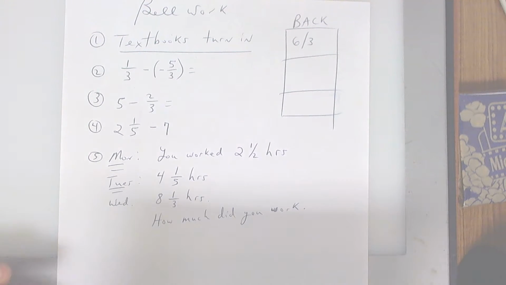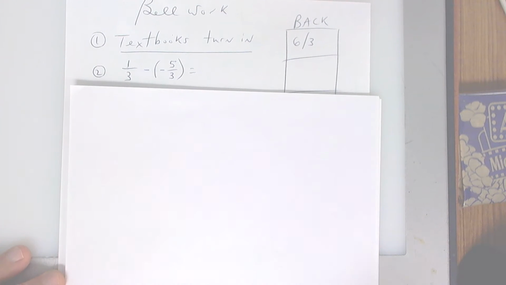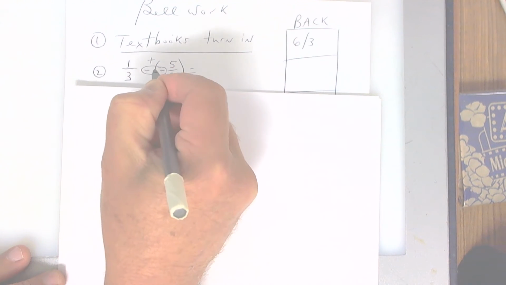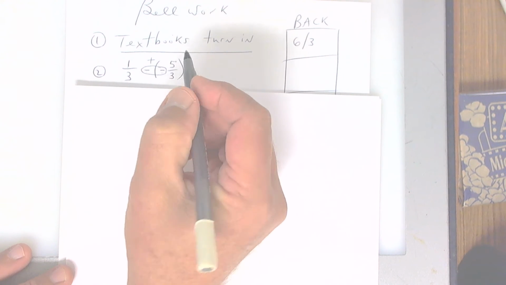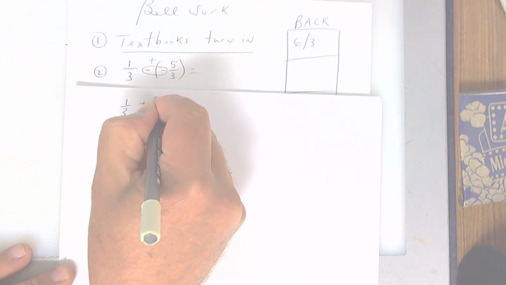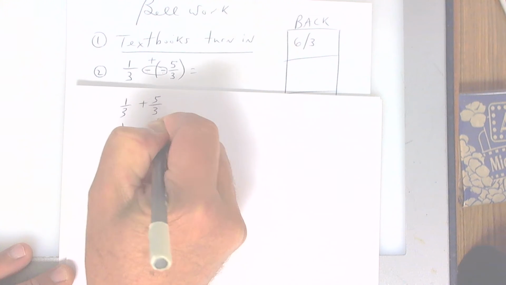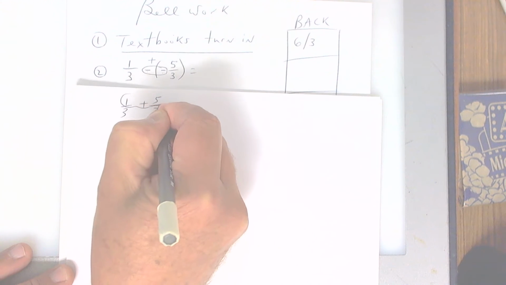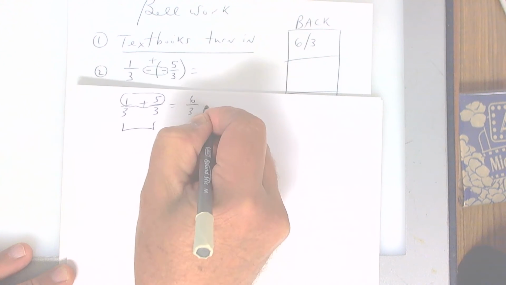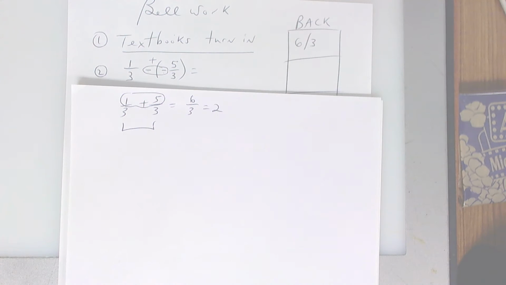All right, let's take a look here. This right here, you have double signs. So you're going to first change that to a plus, a negative times a negative. Now, since you have 1/3 plus 5 over 3, you have the same denominator, so you add the top numbers. You do not add the bottom numbers. So that gives you 6 over 3, which equals 2.